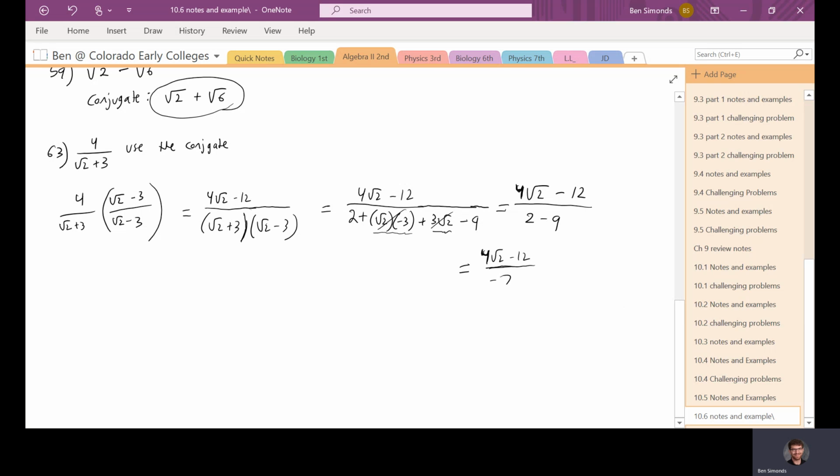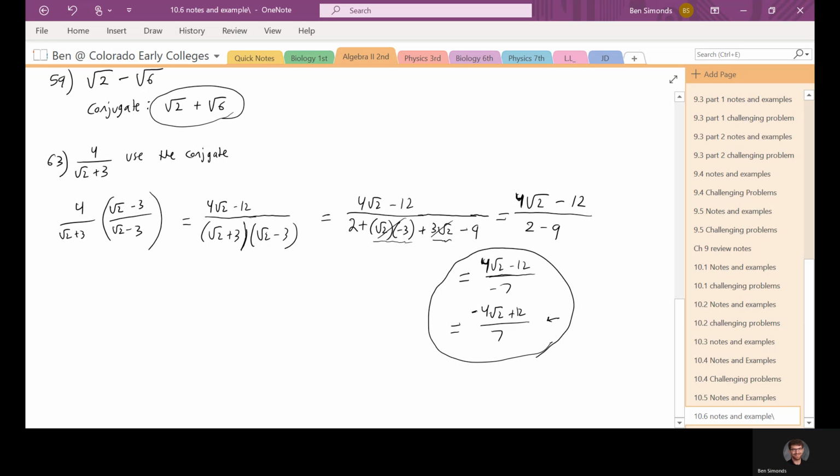If this was your final answer on a test or something, I would still give you full credit because technically it is correct. But usually we don't like negatives in the denominator. So we could write this as negative 4 root 2 plus 12 over 7. So we just move the negative to the top is all. So either of these two would be acceptable. In college, your math professor might prefer you to write it this way without the negative in the bottom, but really it doesn't matter.